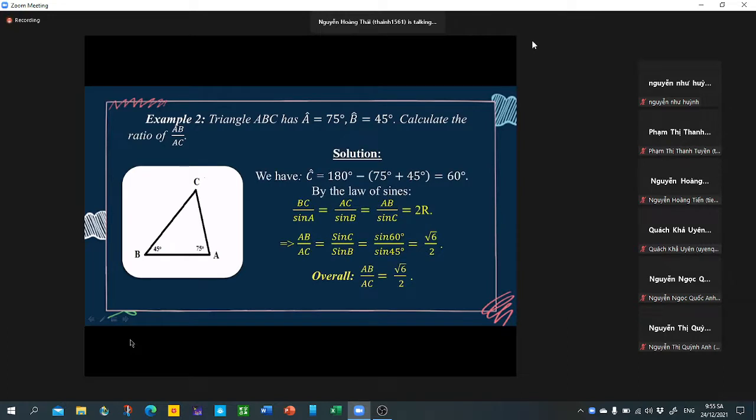We have the measure of the angle C equal 180 degrees minus 75 degrees minus 45 degrees equals 60 degrees. So by the law of sines, the ratio of AB over AC equals sin C over sin B equals sin 60 degrees divided by sin 45 degrees equals square root of 6 divided by 2. So overall, the ratio of AB over AC is square root of 6 divided by 2.